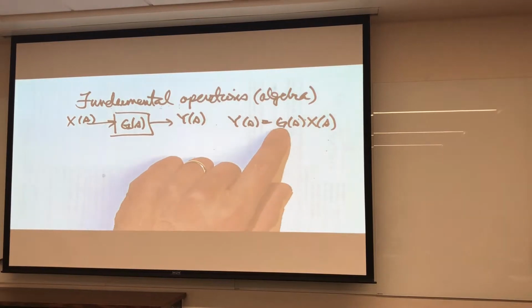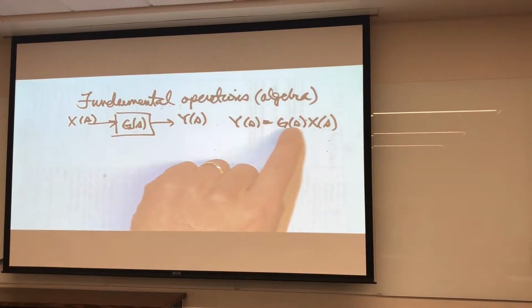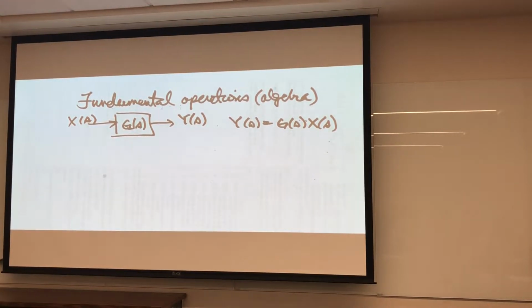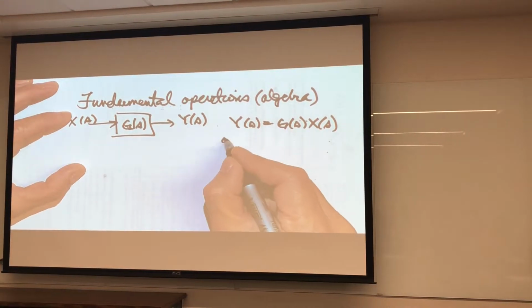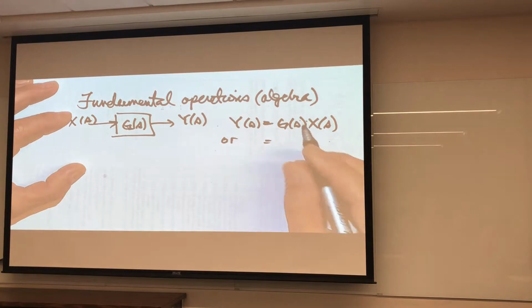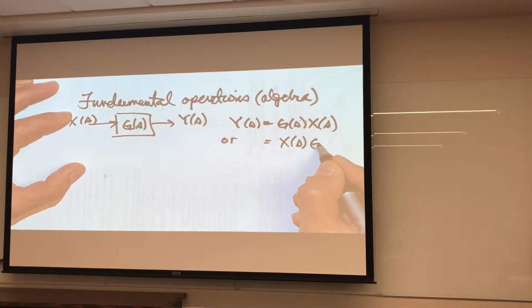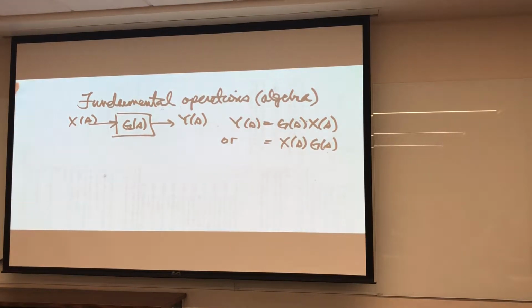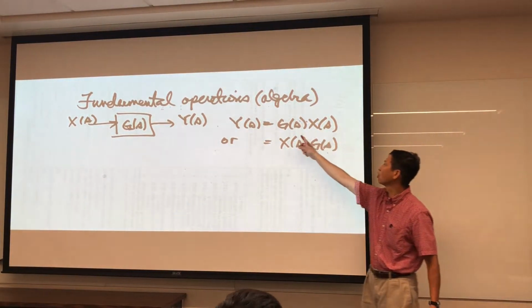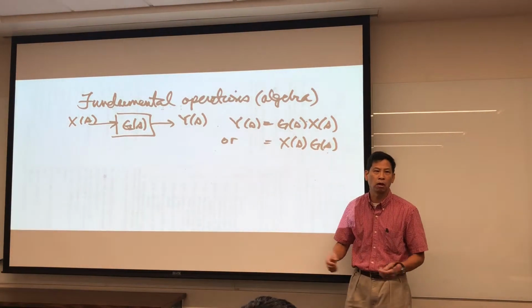Okay, you can say g operates on x. This is the input, this is the output, g operates on it. This is a multiplication. And because multiplication is commutative, we could also say x of s times g of s. The order doesn't matter, we're just multiplying things out. This is both an advantage and a disadvantage. The advantage is whether you write it this way or this way, it's mathematically correct because we're just doing a algebra operation.